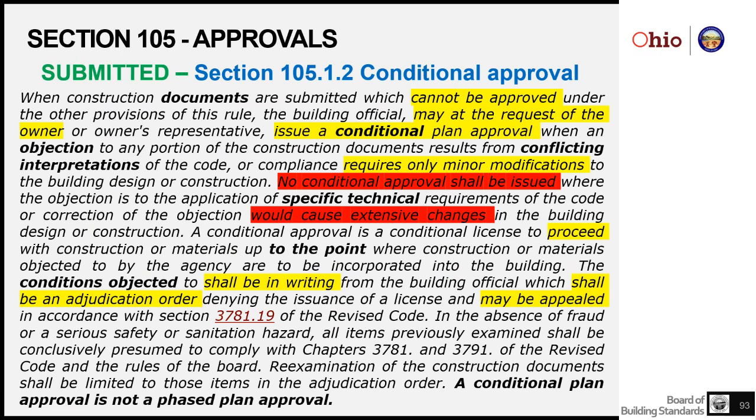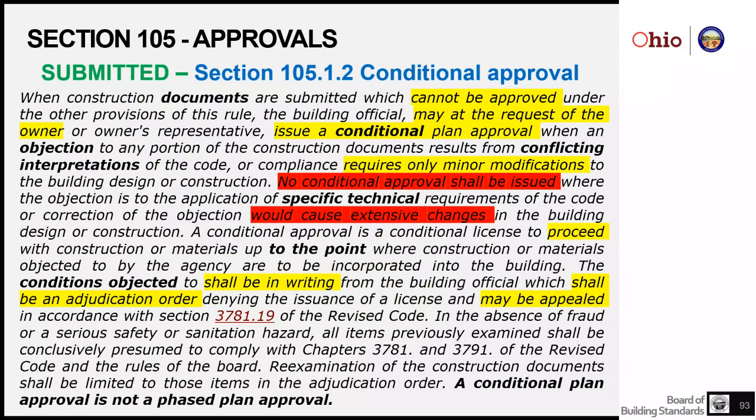It specifically goes on to say that a conditional approval cannot be issued if there's specific technical requirements that are not being met, and that any correction, or whatever the agreement is about the interpretation of that code piece, would not cause extensive changes in the building.